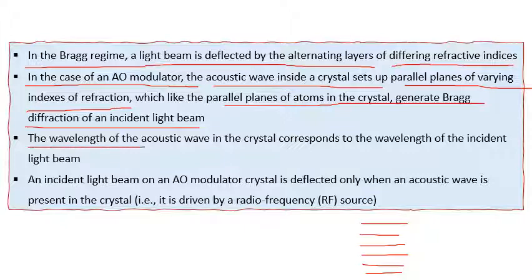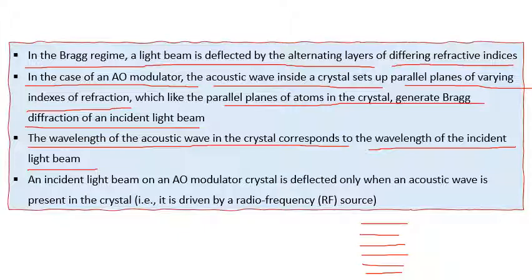Other point: the wavelength of the acoustic wave in the crystal corresponds to the wavelength of the incident light beam. The wavelength of the acoustic waves in the crystal corresponds to the wavelength of the incident beam. So whatever acoustic waves are generated have to correspond to the wavelength of the incident light beam. What kind of incident beam are we going to use? What wavelength are we going to use? According to that, the acoustic waves are supposed to be generated.